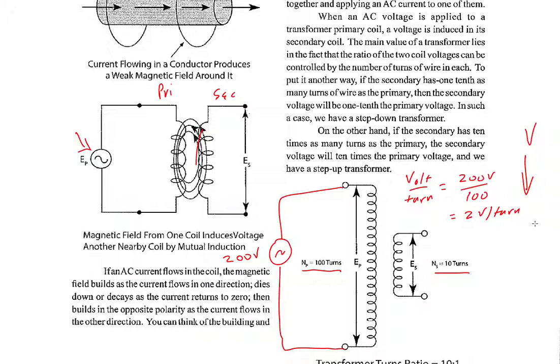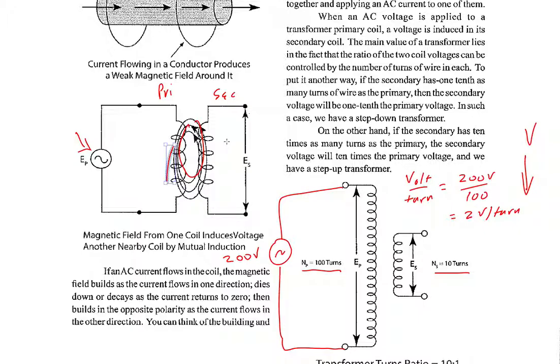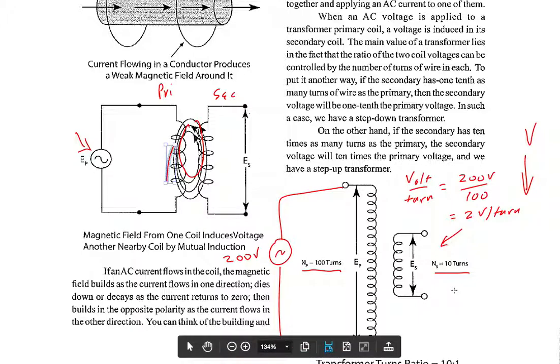When this sets up a magnetic field and cuts the turns in the secondary, it induces a voltage on each turn that's the same as in the primary. So in the primary we have 2 volts per turn, and in the secondary we have the same thing, 2 volts per turn. But in the secondary we've got 10 turns. So we can find the voltage in the secondary by multiplying volts per turn times turns. That's 2 volts per turn times 10 turns, which is 20 volts.